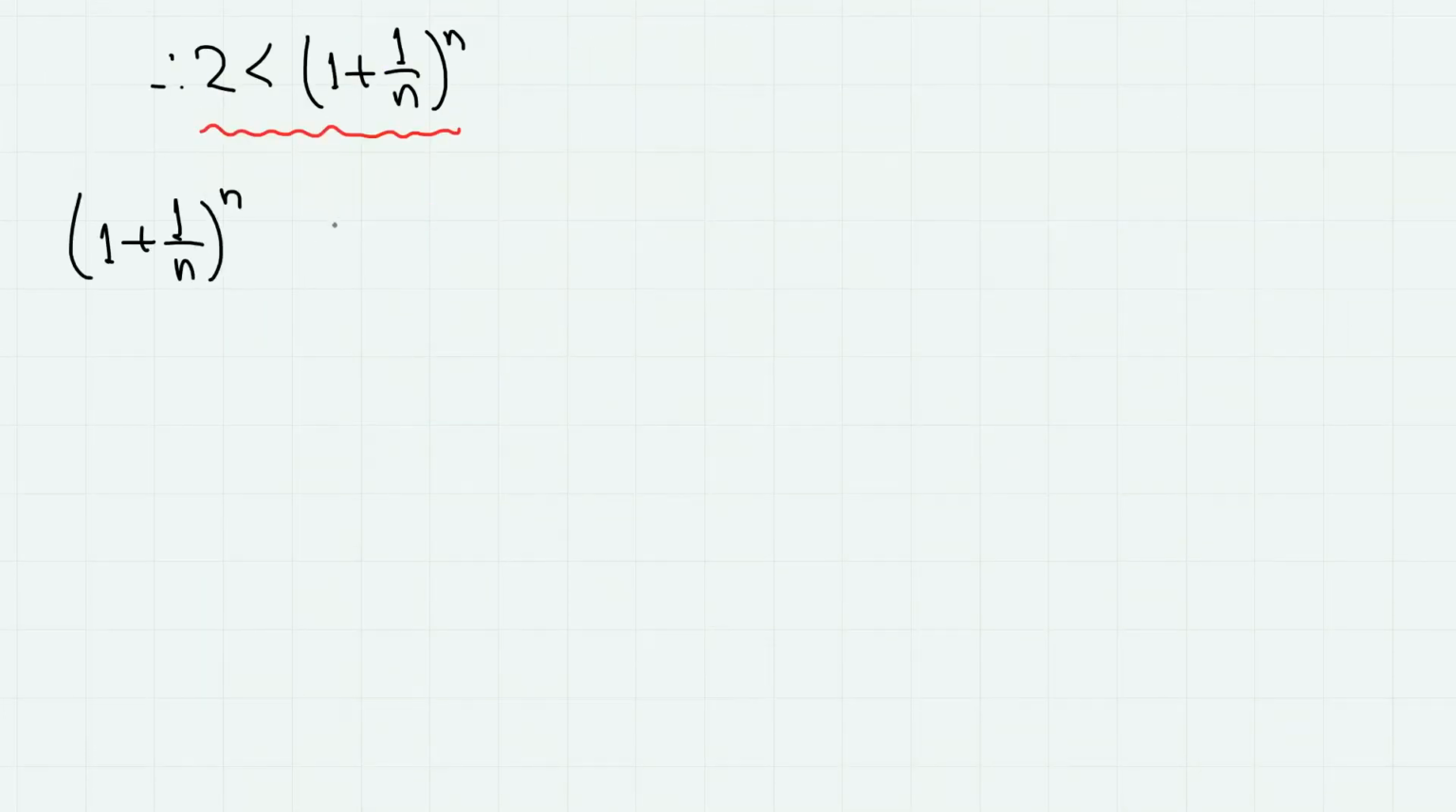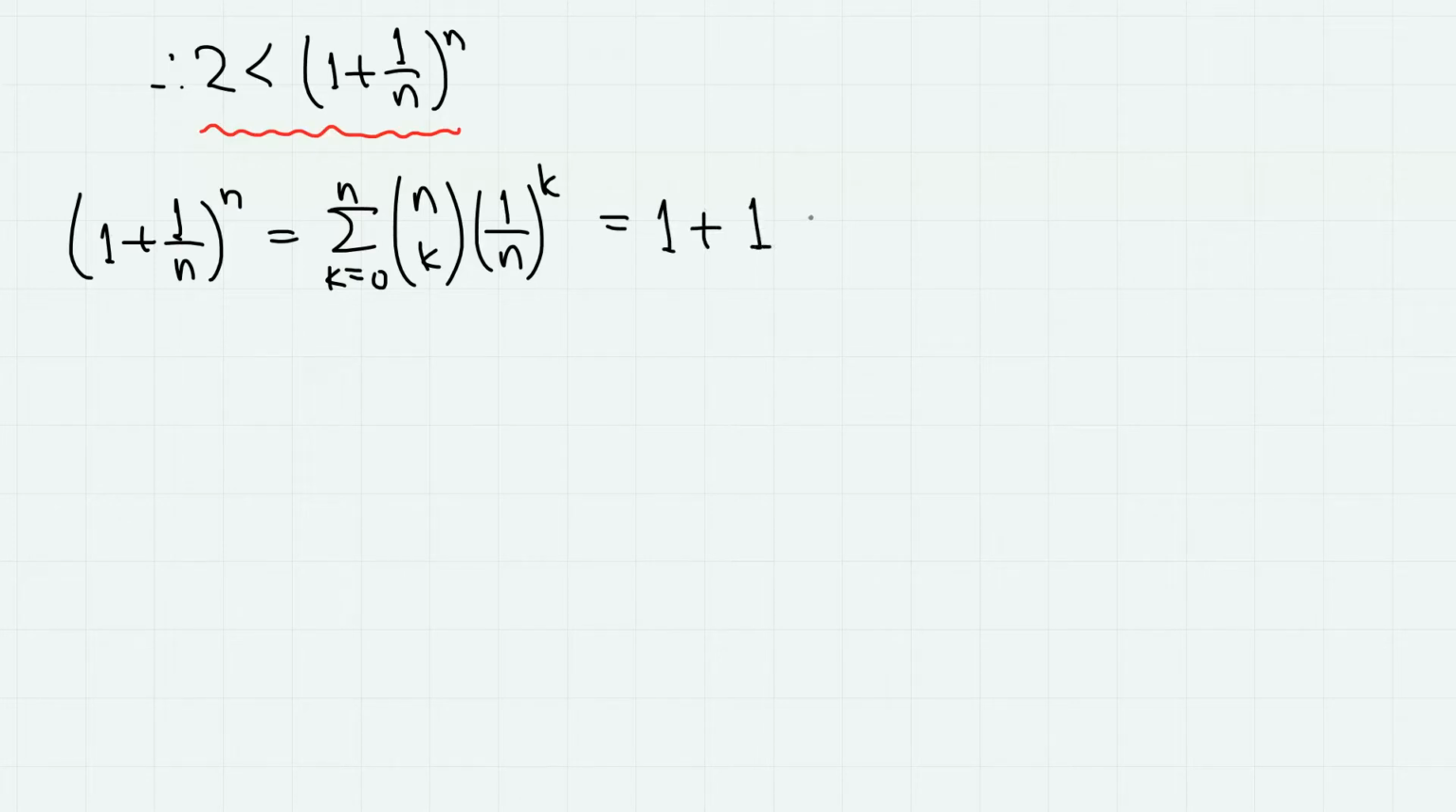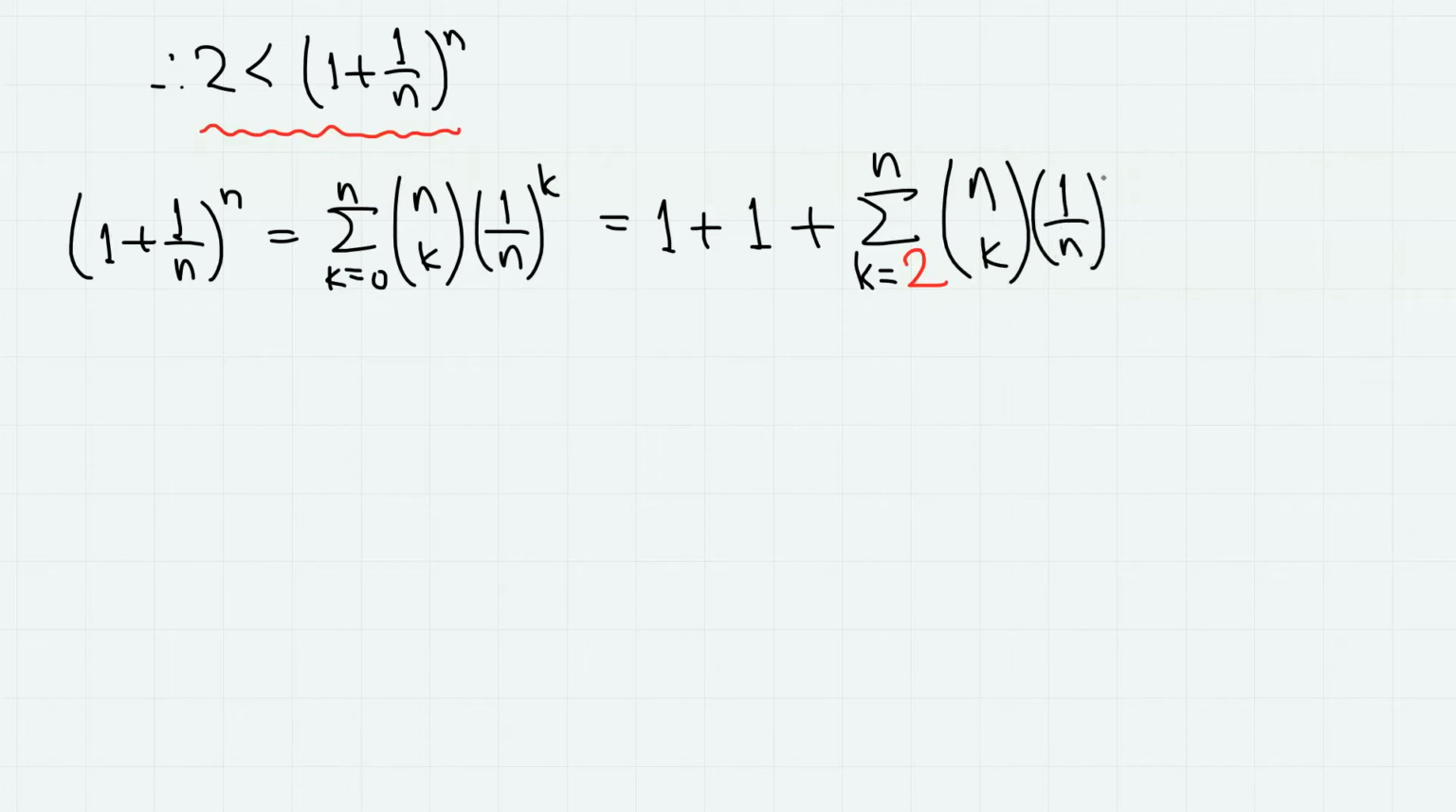Moreover, let's take a look at the expansion of this again. So by the binomial theorem, it is this, and we have already seen that the first term is 1, and the second term also becomes 1. And the remaining terms can be expressed as the sum, now k from 2 to n, of n choose k times 1 over n to the power of k. Now we will focus on this part.